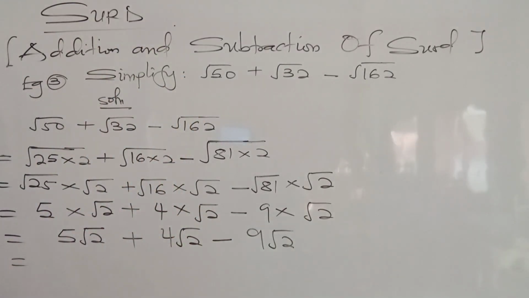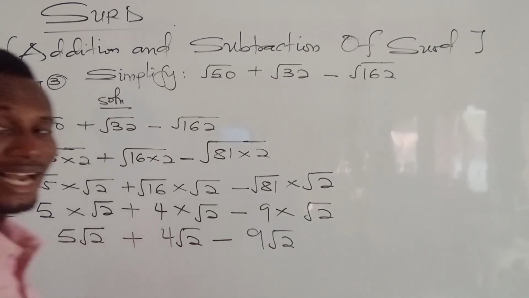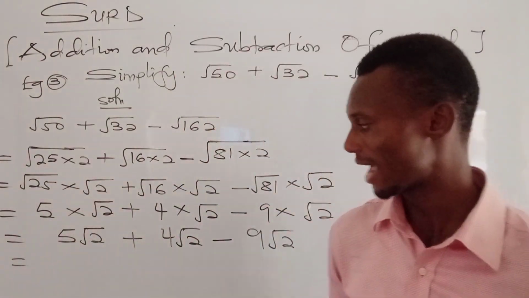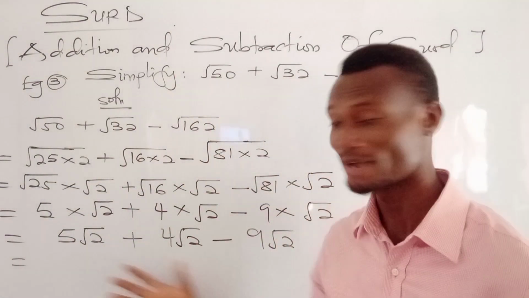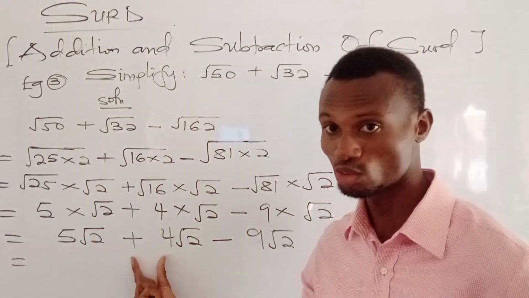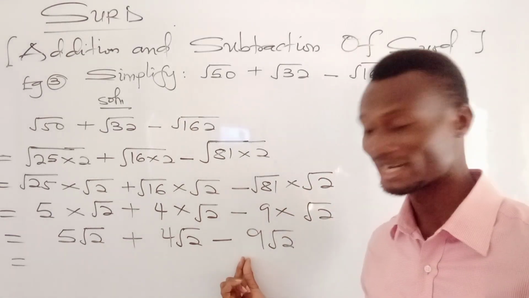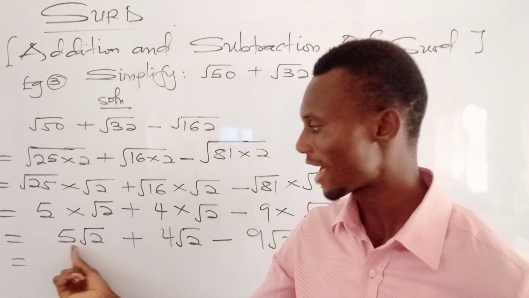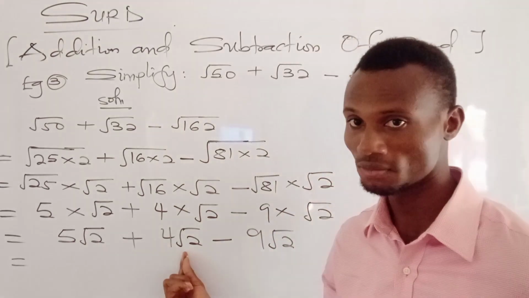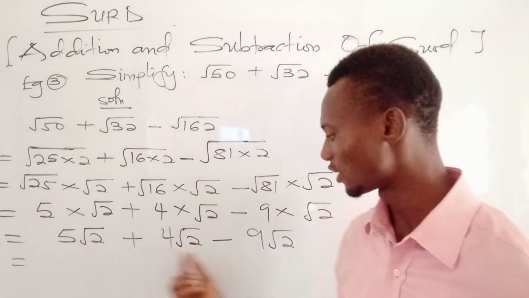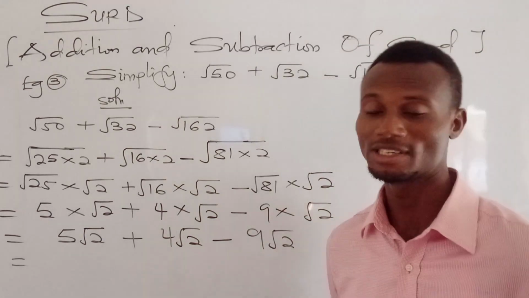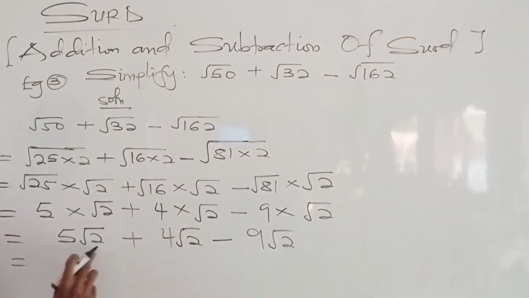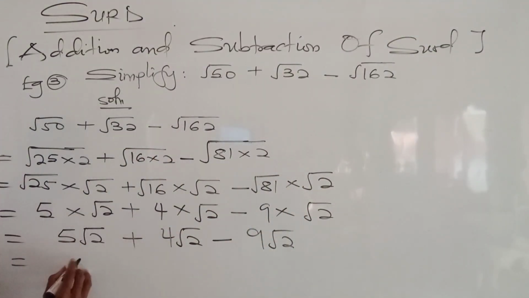So now we have 5 root 2 plus 4 root 2 minus 9 root 2. You can see that they are like terms. So we can simplify them. We can simplify them by adding the first 2, then the answer we get, we join it with the last one. So we are going to do the 5 root 2 plus the 4 root 2 step by step. Then the answer we get, we join it with the minus 9 root 2, then we simplify further. So my 5 root 2 plus 4 root 2 is going to give me 9 root 2. I hope you agree with me. We've done addition and subtraction of surds.